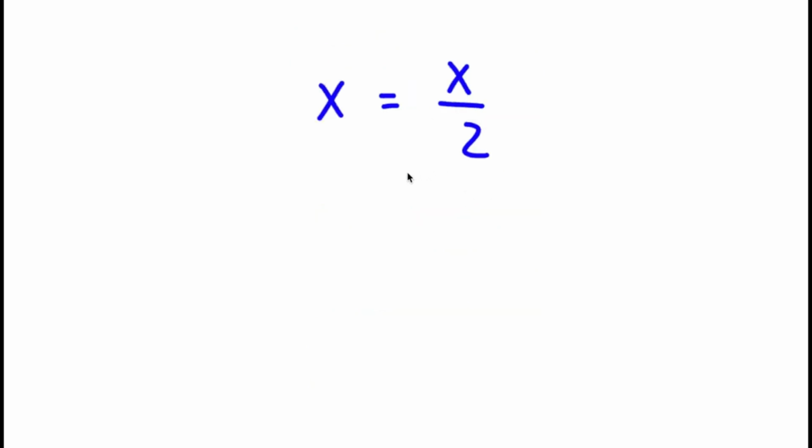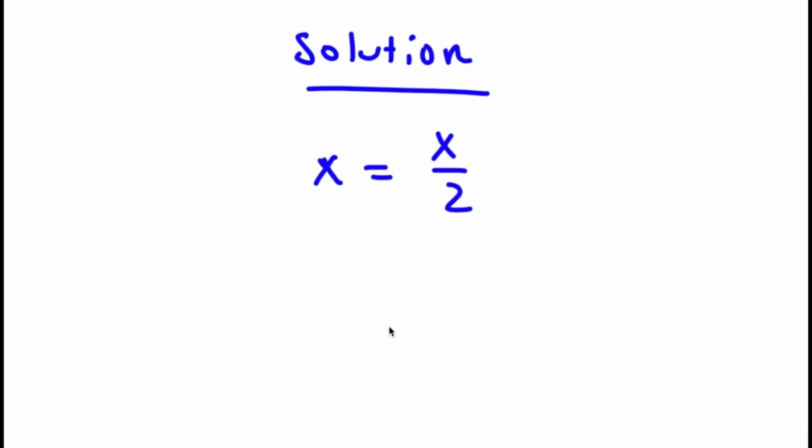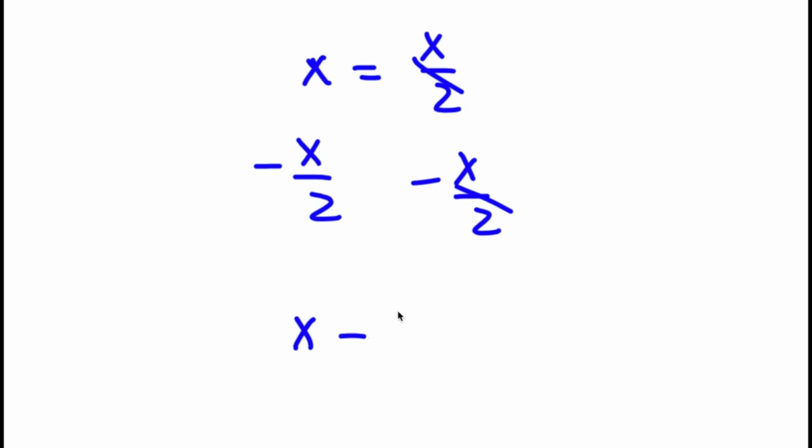Alright, so for this problem, I have x is equal to x over 2. So I want to find the value of x here. So for my solution, first start with x is equal to x over 2. Now I'm actually going to subtract x over 2 on both sides. So then these two x over 2's cancel out, and now I'll be left with x minus x over 2 is equal to 0.